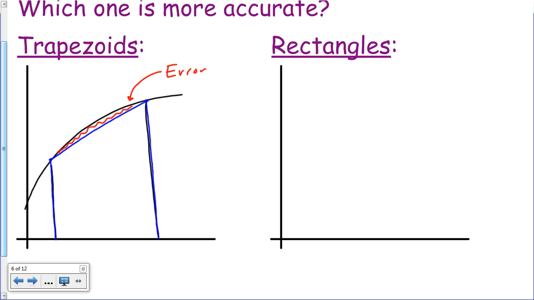The only way I'm going to get the exact area, in fact, using trapezoids is if I have a straight line. If it's a linear function or a horizontal line, I'll get the exact area using trapezoids. But with any other curve, I'll either be underestimating or overestimating because of the fact that my trapezoid is either below or above the curve.